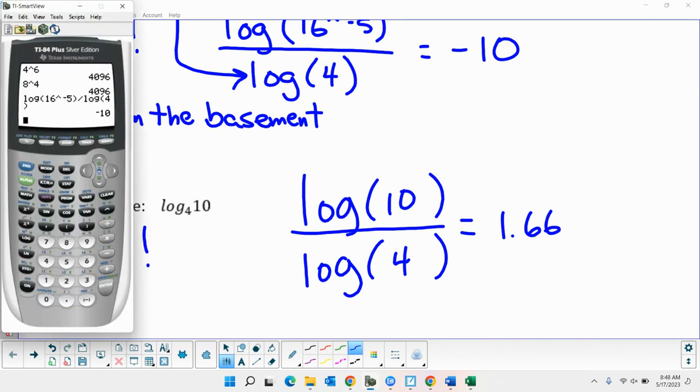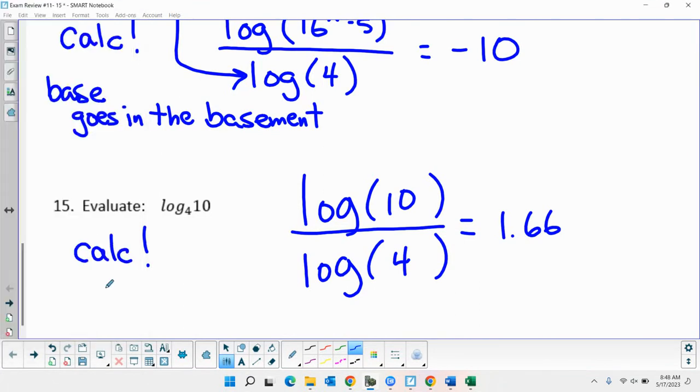So again, remember when your log starts out with a parenthesis, just make sure you close it off. The base was 4, it goes in the basement, the bottom. We could have rounded it to 1.6, I guess. So. Questions? So, we haven't done logs for a while, but not that difficult of problems once we reminded ourselves.